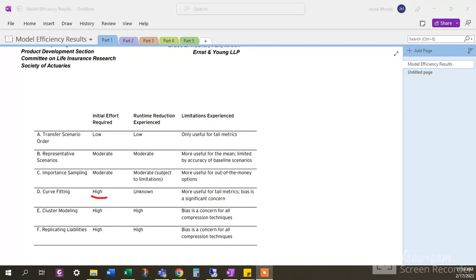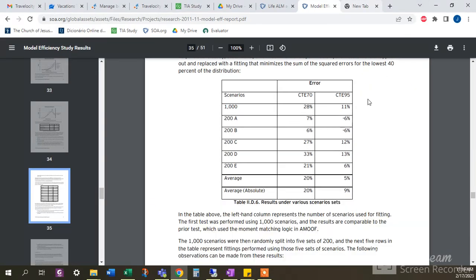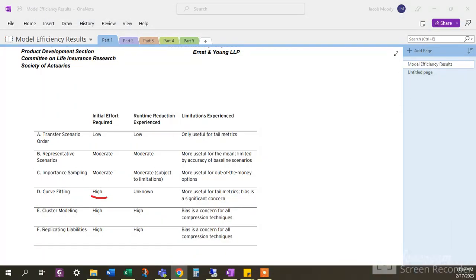And just to end, I did want to show this little error page right here. You can see measuring the CTE 70, the error was higher than measuring the CTE 95. In any case, I'm not too impressed by how high the error is, especially for the CTE 70. But then again, maybe it could work really well if you're able to implement this in rolling forward, and it really could reduce your runtime. But there it is. There is your curve fitting.